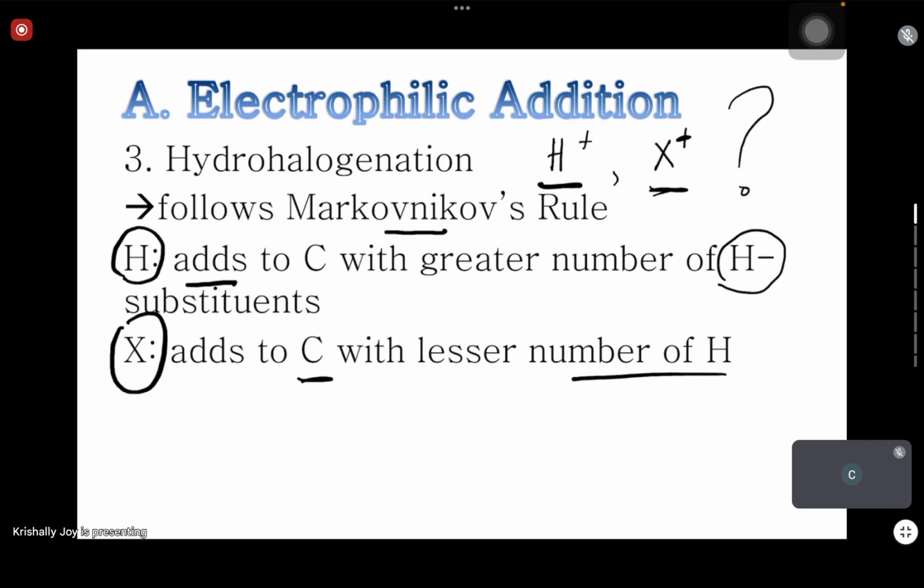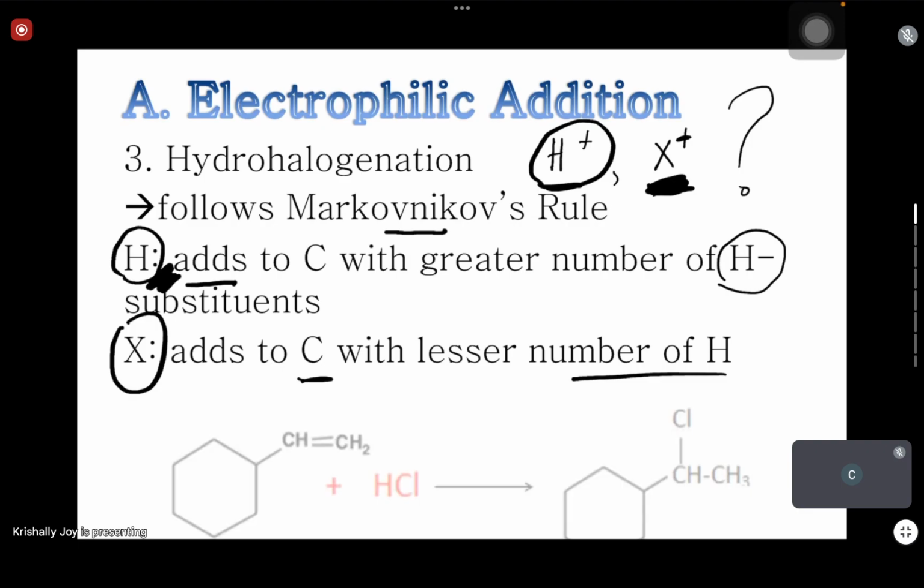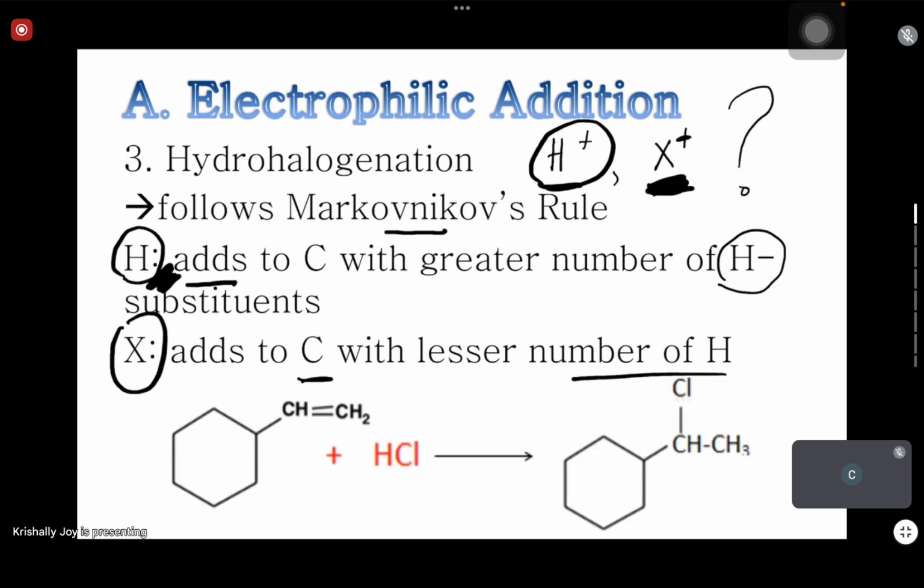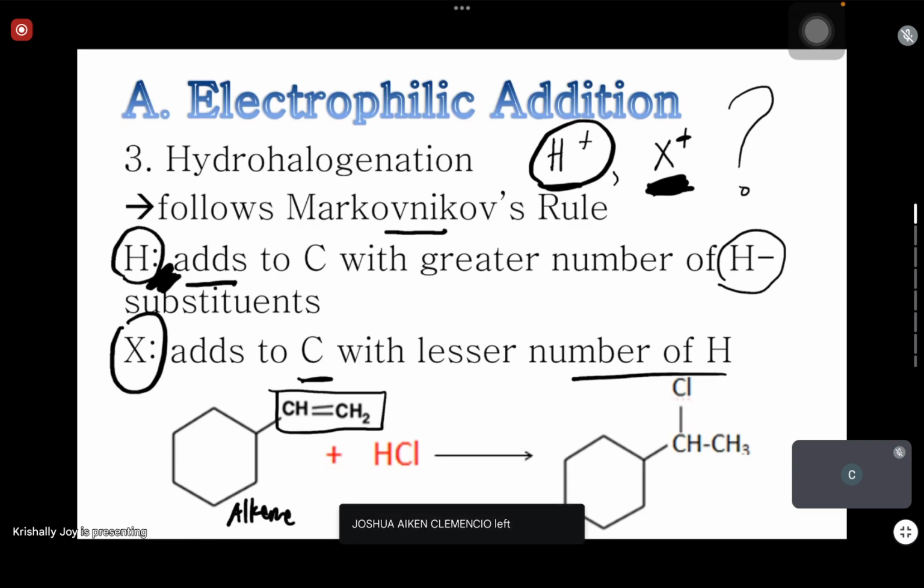Okay? So isipin niyo lang, since may hydrogen nga electrophile, sasama siya doon sa carbon na marami din yung hydrogen, yung kaparehas niya. Okay? So doon mapupunta yung hydrogen. Then yung isa naman, yung halogen, sa carbon na lesser yung hydrogen. Okay, let's have an example. Di ba? This is an alkene. Yung portion na may functional group of an alkene is, ayan, being boxed.